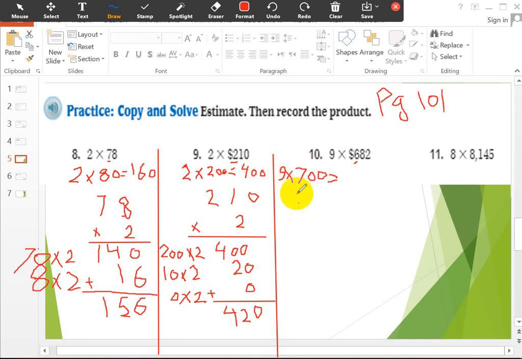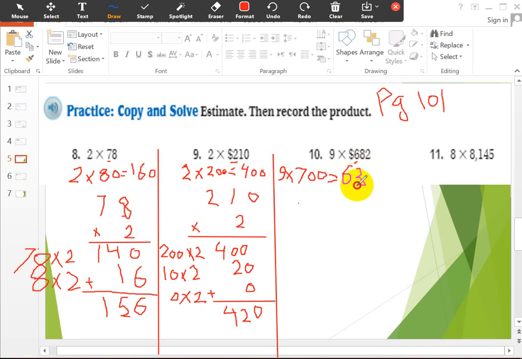9 multiply 7 equals what? No, Zain. Girls, I think you have to focus on the multiplication table, okay? Some of you have to repeat the multiplication table and save it well, okay?